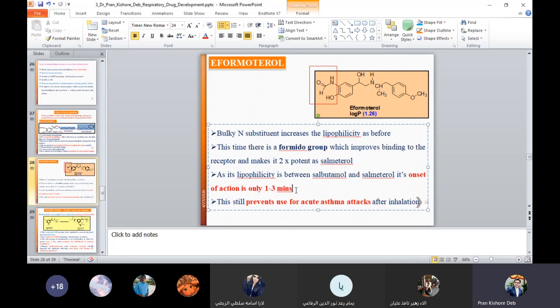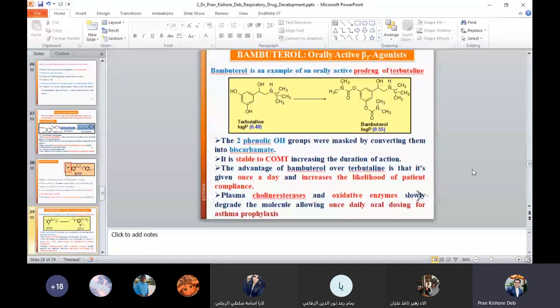Can you hold your breath for 1 minute? It will cause brain damage. Yes, you cannot hold it even as a normal person. It is difficult to hold the breath even for 30 seconds. So 1 to 3 minutes is still long, and it still prevents use in an acute asthma attack. It is given only for chronic asthma.